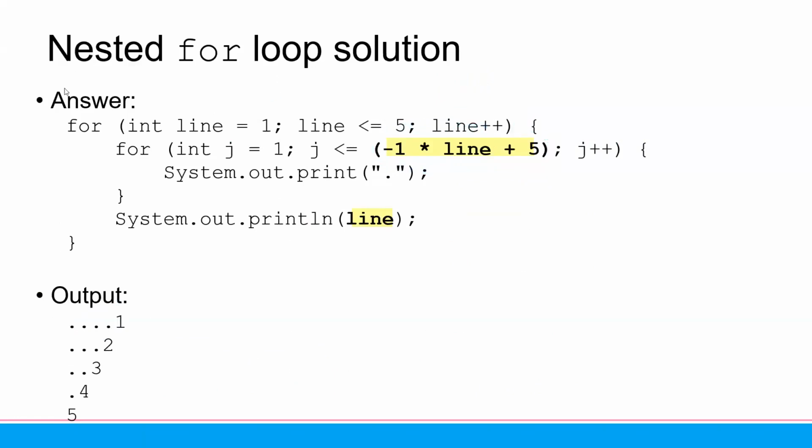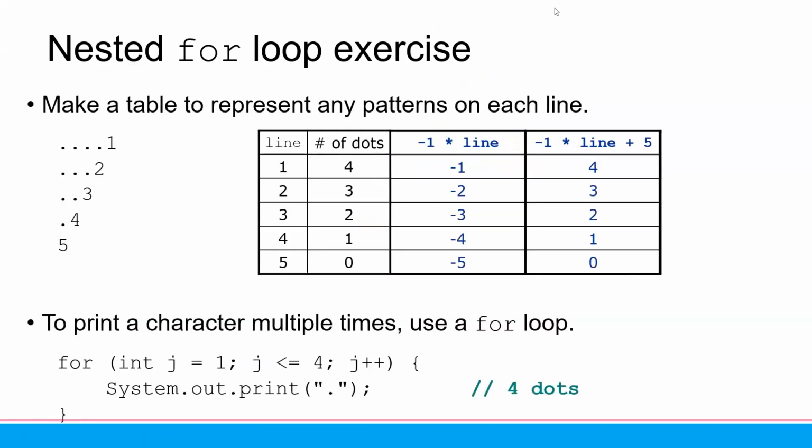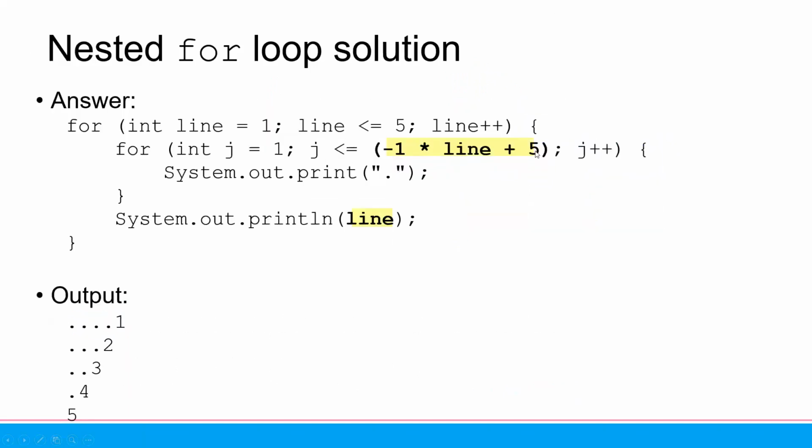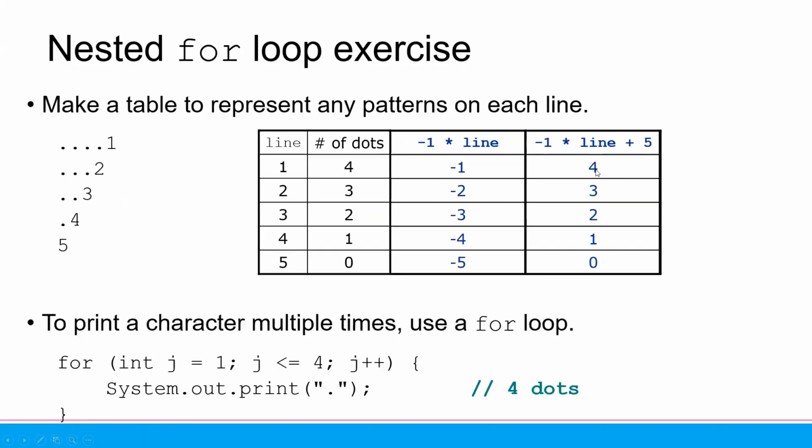This formula is the formula that we got from this result. Minus 1 multiplied by line plus 5. So we just put the formula here and print the dot. So every line, the number of dots will be according to this number. So we have 4 if the line is 1. We have 3 if the line is 2. We have 2 if the line is 3. We have 1 if the line is 4. And we have 0 if the line is 5.